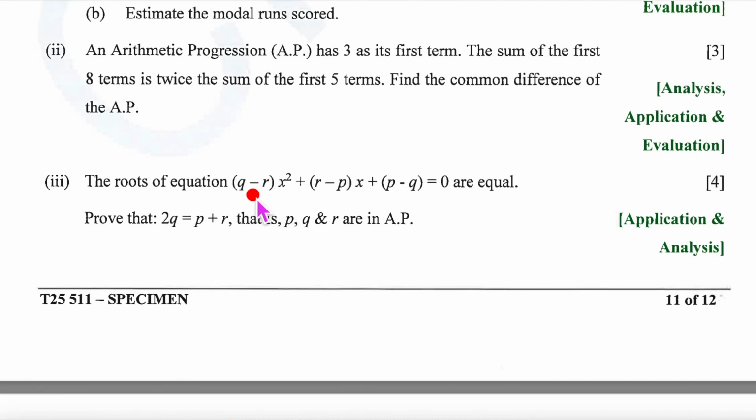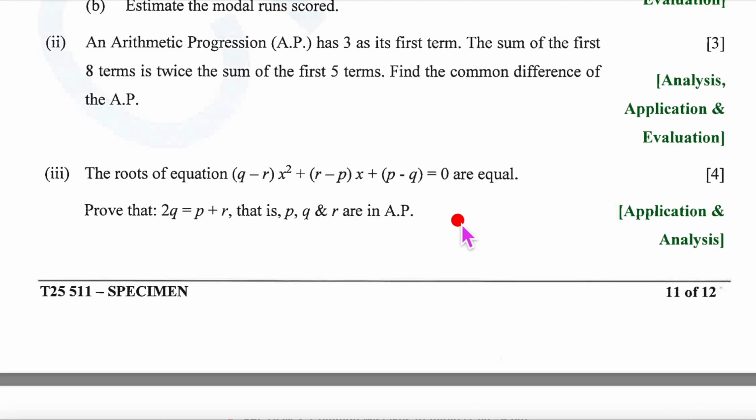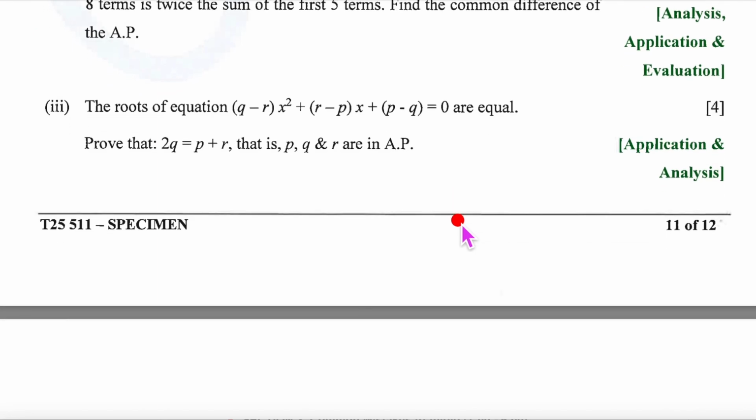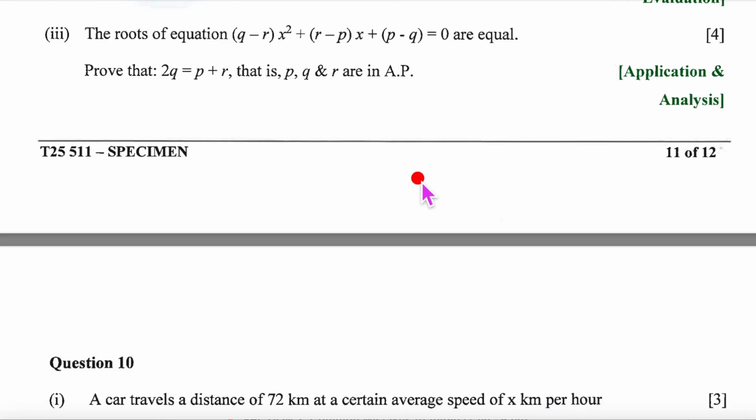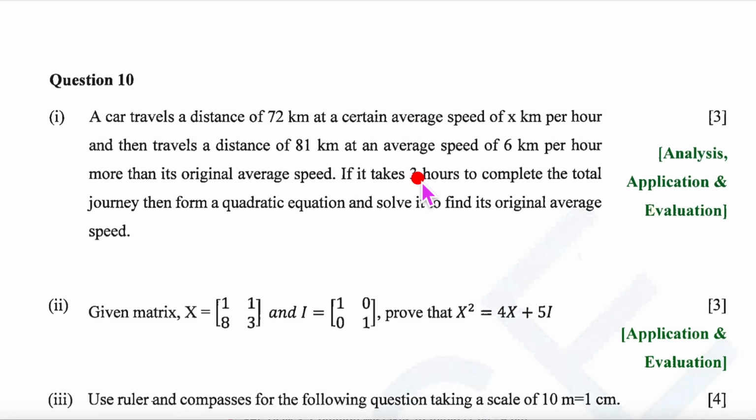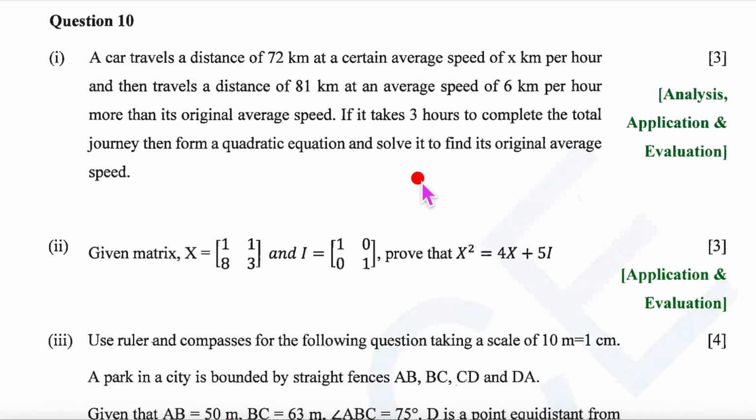4-mark question over here is giving us this quadratic equation. They are having roots equal. So D is equal to 0. So A will be Q minus R, B will be R minus P, and C will be P minus Q. I'll have to use the formula B square minus 4AC equal to 0 and solve it. This may be a little tricky. You have to just go a little slow. Okay, so that's how we think during the first 15 minutes.